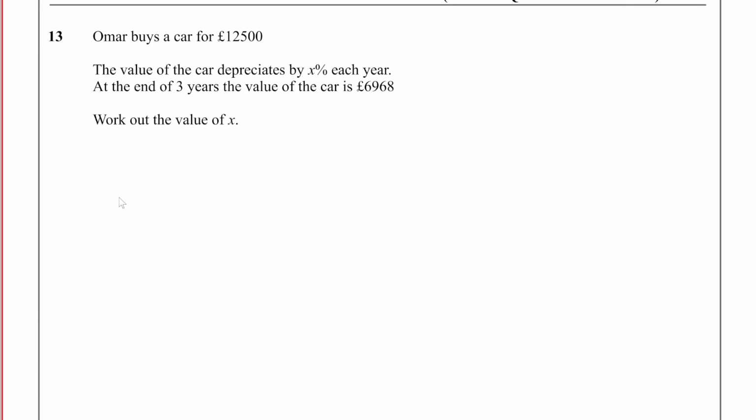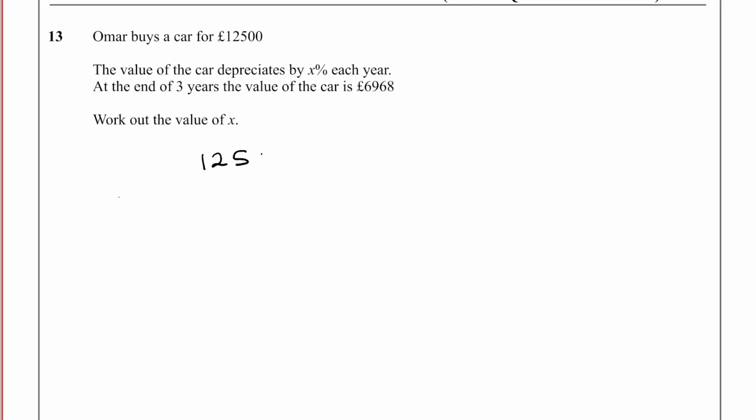Question 13. Omar buys a car for £12,500. The value of the car depreciates by some percentage each year. At the end of 3 years, the car is worth £6,968. Work out the value of X. By what percent does it go down each year for it to be worth this after 3 years?